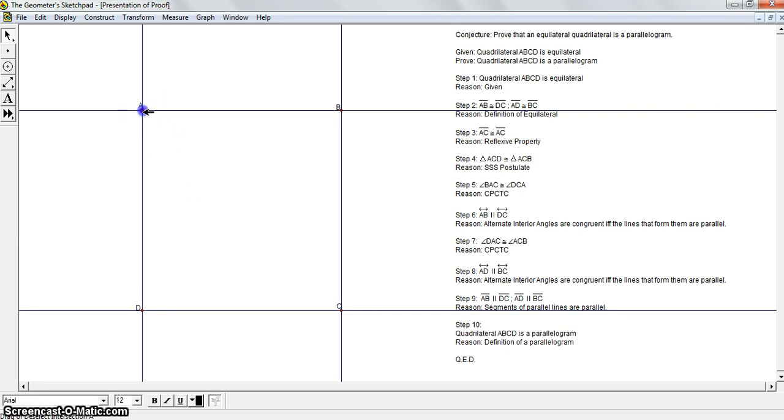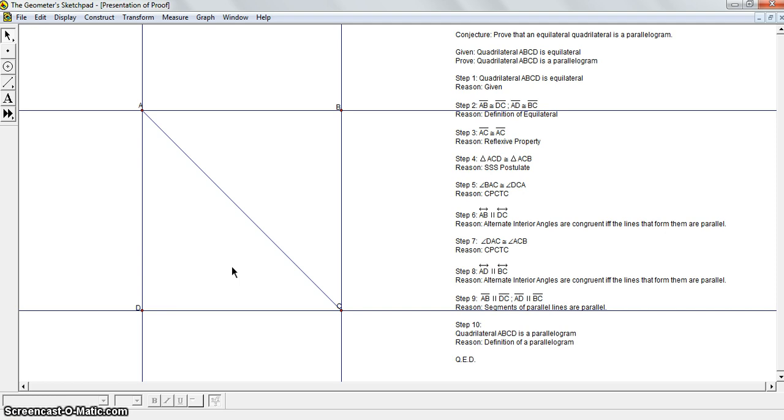So I draw a segment from point A to point C. And then once I draw that, I can say that segment AC is congruent to segment AC because of the reflexive property. You see what I got now. So two congruent triangles. Triangles ACD and ACB are congruent because of the side-side-side, or SSS.